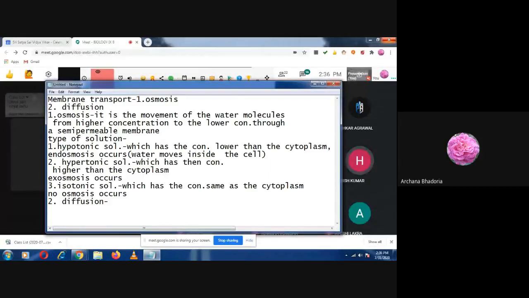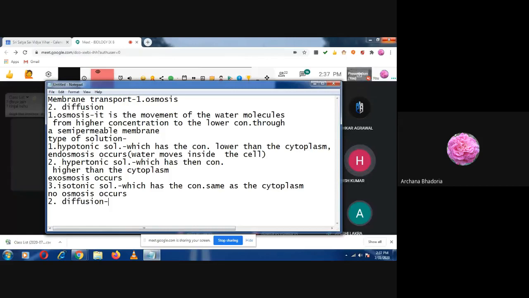So the transport of O2, CO2 and minerals in the cell will occur by the process of diffusion. Is it clear? And in non-living systems also, if you have put an incense stick in one corner of the room, you can smell it in the other room also. So those gas molecules are moving in your non-living system by which process? Diffusion. Okay.